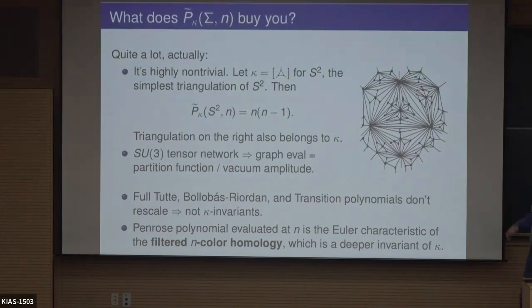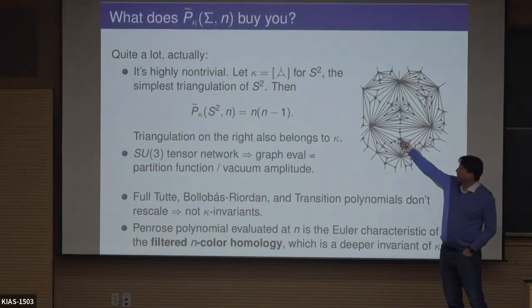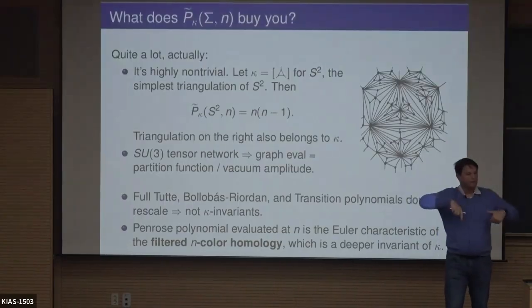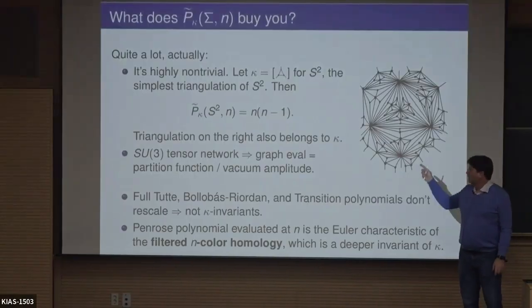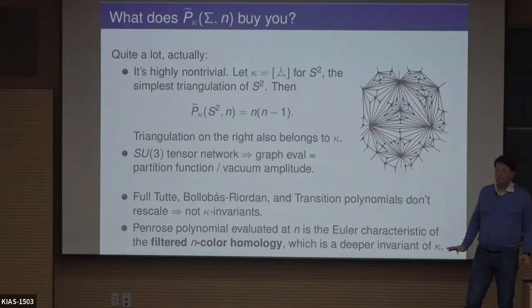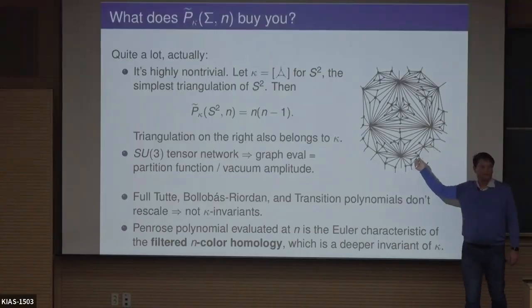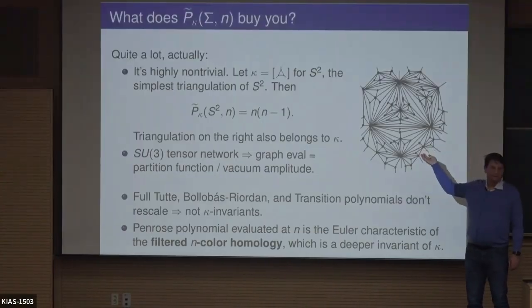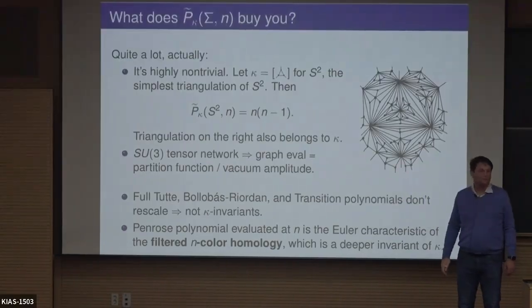Okay, so let me say a couple more words here. It's highly non-trivial. If you take the kappa to be just two triangles glued along their boundary, that's the dumbest triangulation of a sphere you can make. Its invariant is n times (n minus 1). Now that works for any triangulation. So here's another triangulation of this two-sphere that's equivalent to that original triangulation, and if you go through all the work to compute it, you'll get n times (n minus 1).